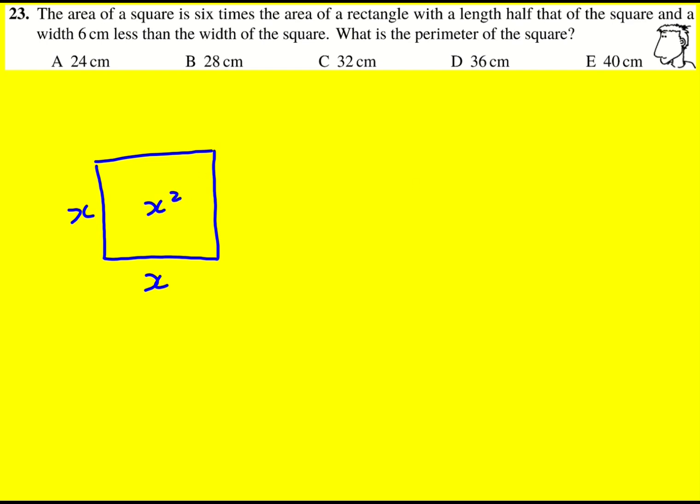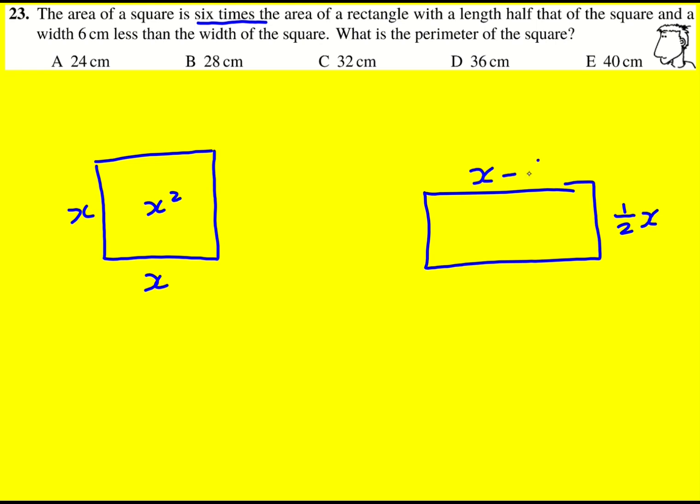Okay, I've already dealt with that. Right, the rectangle is where it's going to be a bit trickier. So let's just read this again. The area of the square is 6 times, we'll come back to that, the area of a rectangle with a length half that of the square. So I'll say that this is the length. It's going to be a half x, and the width 6 centimeters less than the width of the square. So the width is going to be x minus 6.